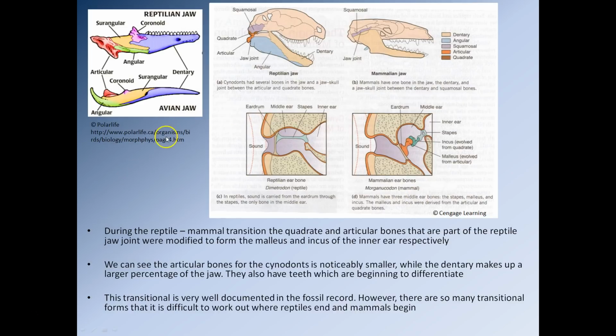So another thing you'll notice is that when we look at these 2 bones here, the red one and the green one, this is the malleus, and that's evolved from the articular bone of the jaw.